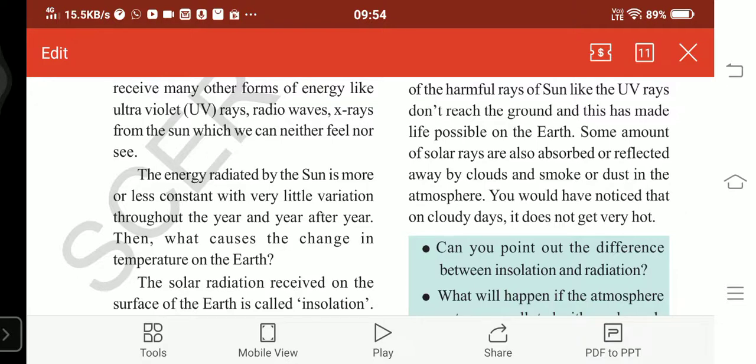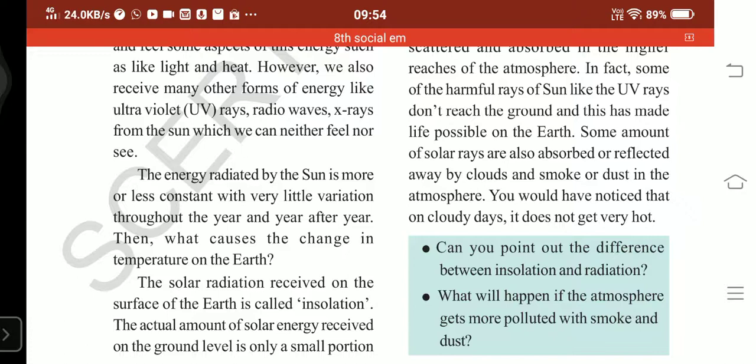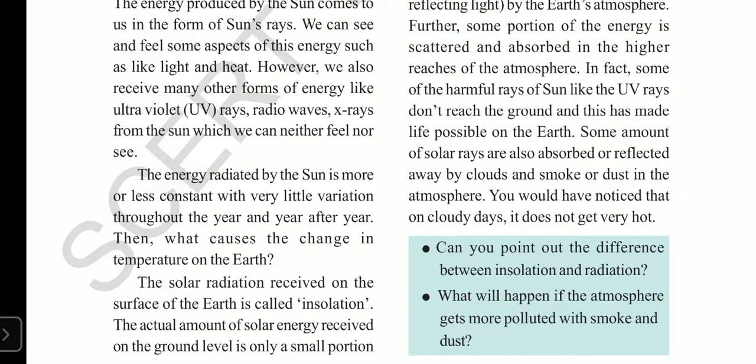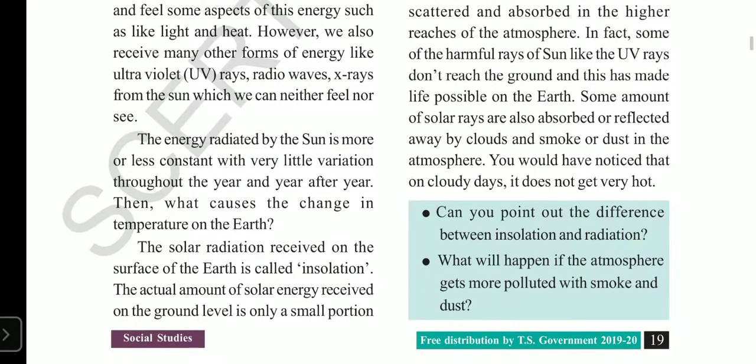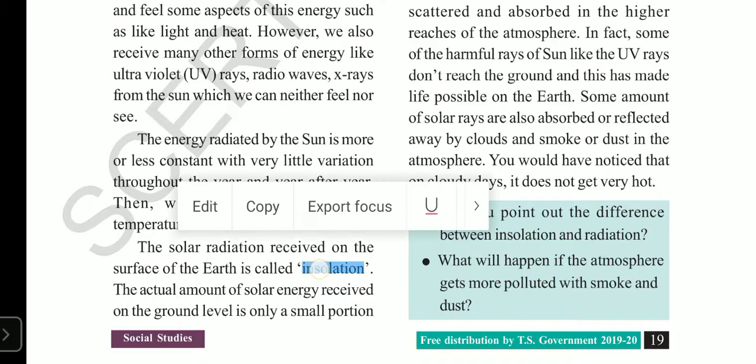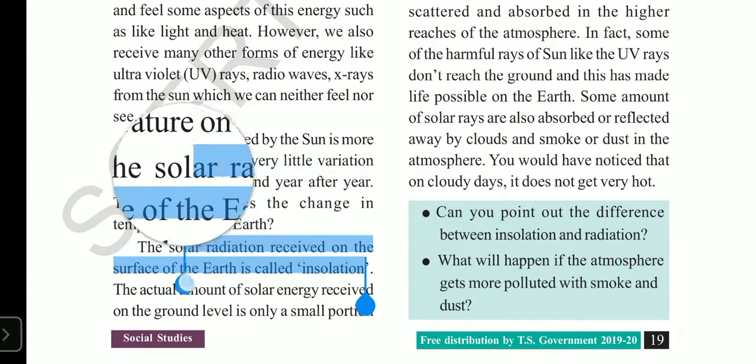Then when it is constant, what causes the changes in the temperature of the earth, right? I said that the energy received from the sun is constant, right? But there is a little variation year after year, right? Then throughout the year also we find little variation, right? So the solar radiation received on the earth's surface is called insolation. Dear students, don't get confused. The concept is different here.